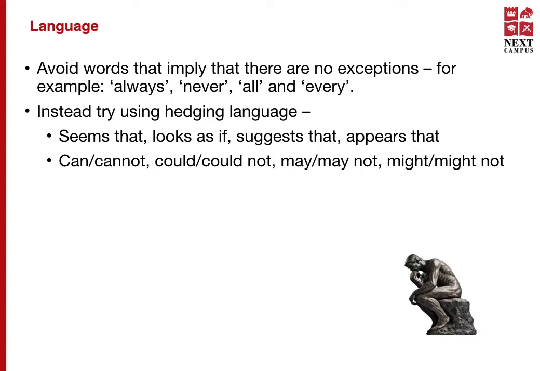Ultimate truths are things like the sun rises in the east or we breathe in oxygen. Those are ultimate truths. But when it comes to management, when it comes to business, there is no ultimate truth. Anything can have exceptions. So you have to show your openness to something being different in your writing. So without using words like always, never, all, or every, use things like seems like, looks as if, suggests that, appears that, can or cannot, could, could not. Basically, what we're trying to show is caution.